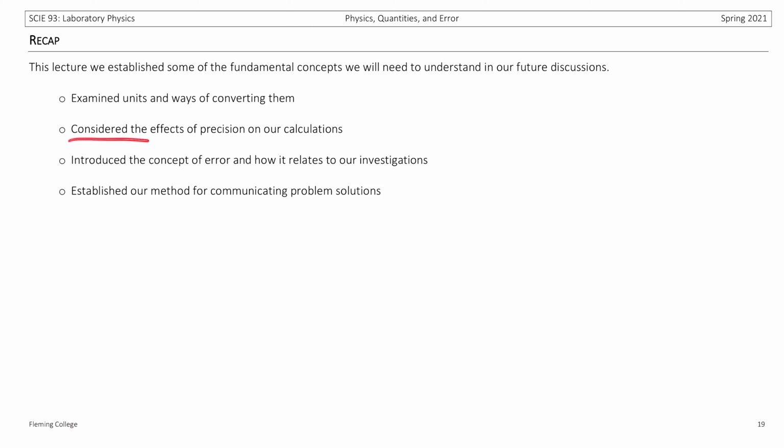We also considered the effects of precision on our calculations, and this came up in our discussion of significant figures and precision and accuracy. We went on to introduce the concept of error and look at all of the different calculations we can do to work with the amount of error we have. And finally, we established a method for communicating problem solutions, and that was that GRASS method: given, required, application, substitution, and statement.